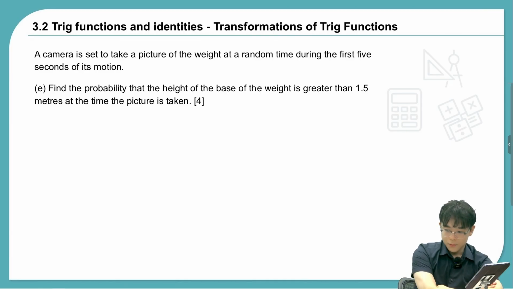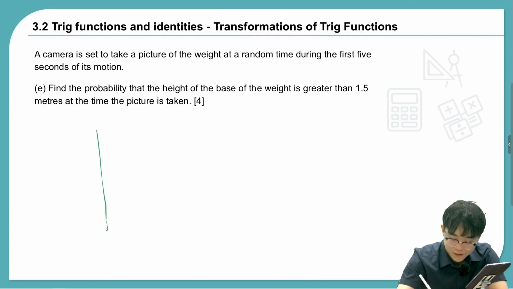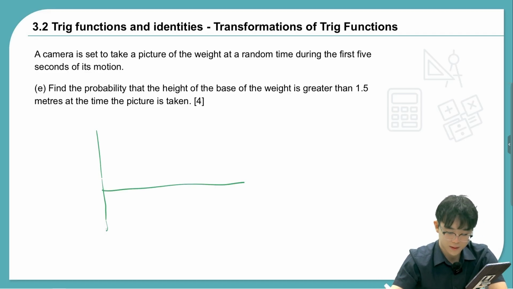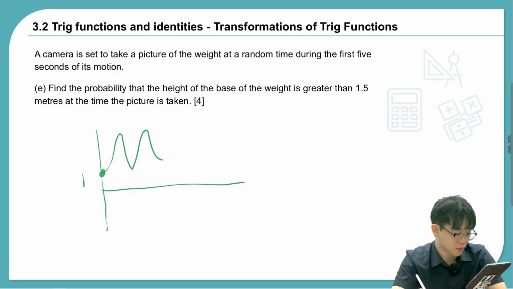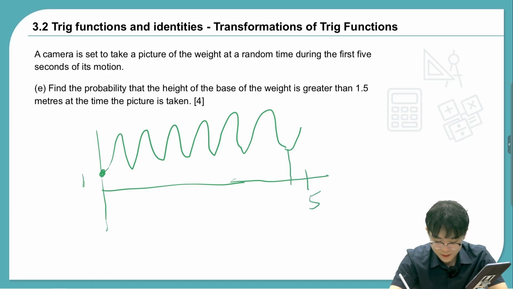Part E. So we're taking photos of the weight at different points during the first 5 seconds. So we still want to plot out the first 5 seconds of oscillations here. It's exactly what we see here. Starting from 1, we have 1, 2, 3, 4, 5, 6, and then you go a little bit here, so this would be 5. So the 6th cycle would complete around 4.8 seconds.